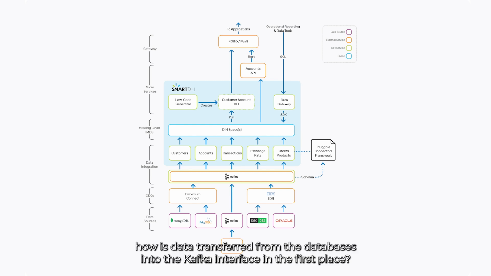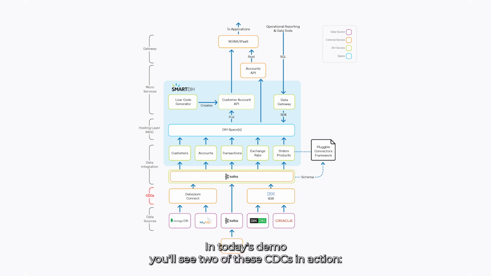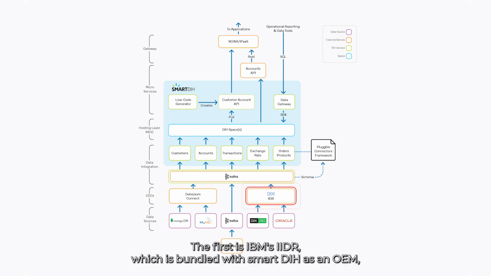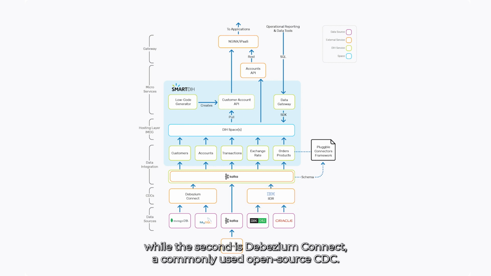You might ask, how is data transferred from the databases into the Kafka interface in the first place? The answer lies in the CDC, or Change Data Capture components, which we see here. In today's demo, you'll see 2 of these CDCs in action. The first is IBM's IIDR, which is bundled with Smart DIH as an OEM, while the second is Debezium Connect, a commonly used open-source CDC.